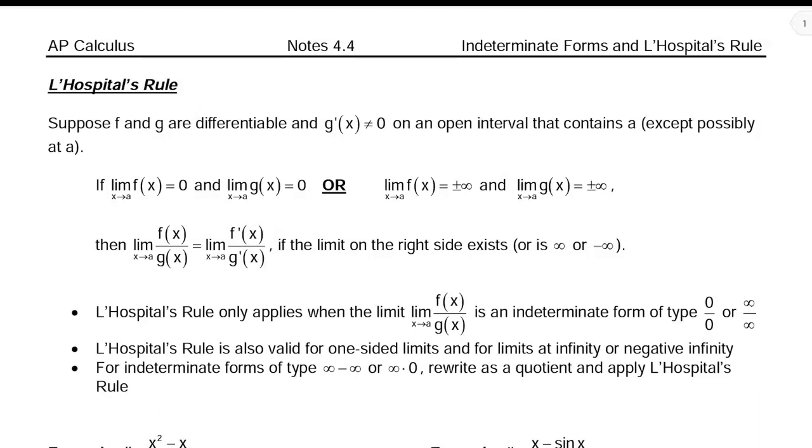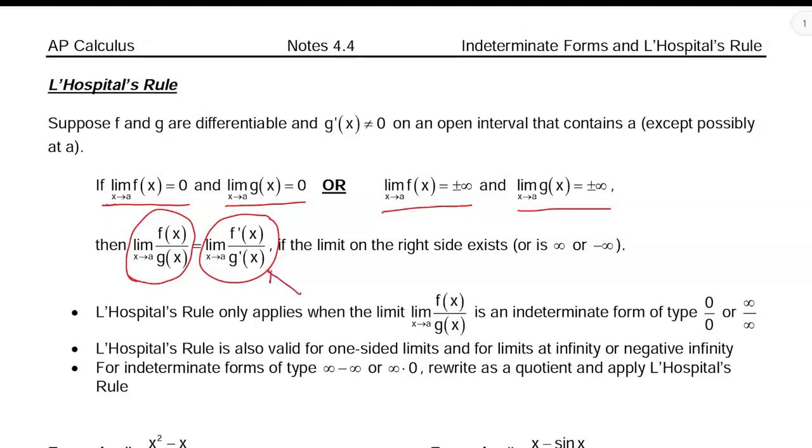First of all, we're talking about taking a limit of a quotient. And if the numerator goes to 0 as well as the denominator, or as the numerator goes to infinity while the denominator goes to infinity, you can apply L'Hopital's rule as long as the limit exists when you do that. L'Hopital's rule allows us to take the derivative of the numerator independent of the derivative of the denominator.